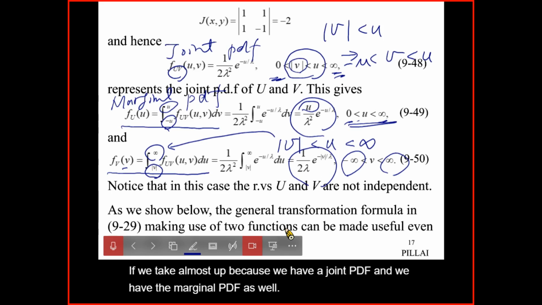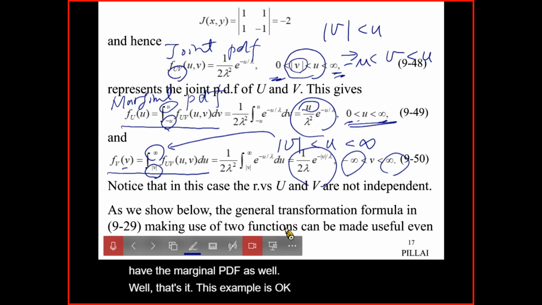Well, that's it. This example is okay. If you have any questions, just raise your hand and let me know.